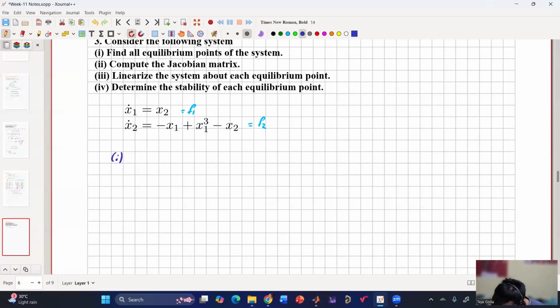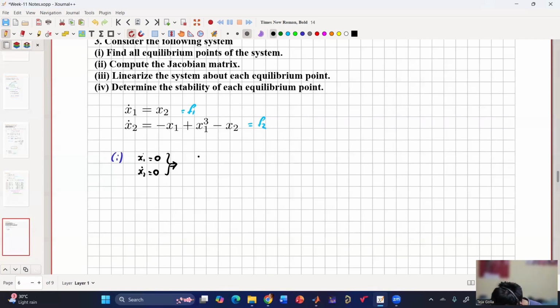I have told you that equilibrium points mean the state will not change. So x1 dot equals 0 as well as x2 dot equals 0. For these equations, I have to calculate the values of x1 and x2, and maybe there can be more than one equilibrium point, we'll never know, so we have to check.